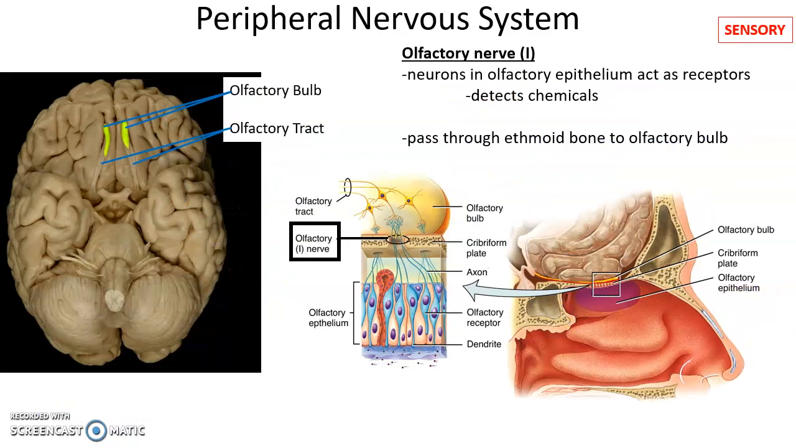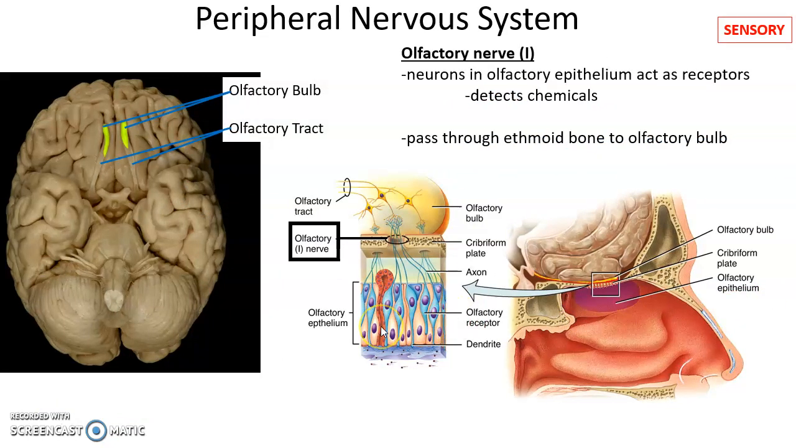All right, moving on to the olfactory cranial nerves. There are 12 pairs of cranial nerves. These are nerves coming off of the brain. First up is olfactory nerve. Olfactory nerve, the neurons are in the olfactory epithelium. The olfactory epithelium lies on the roof of the nasal cavity.